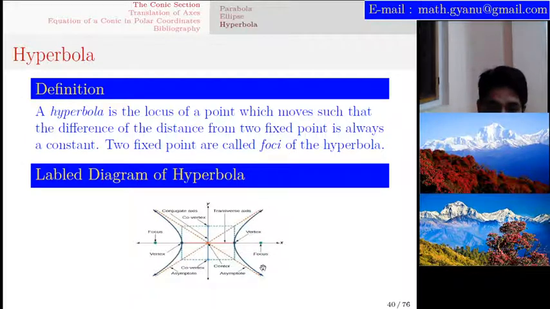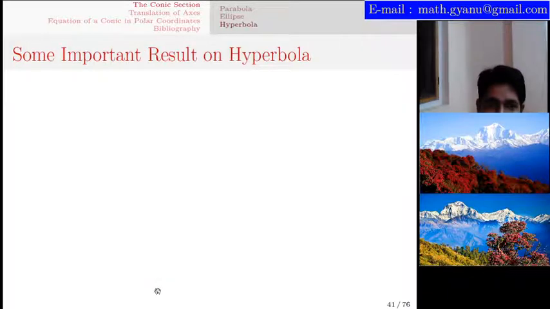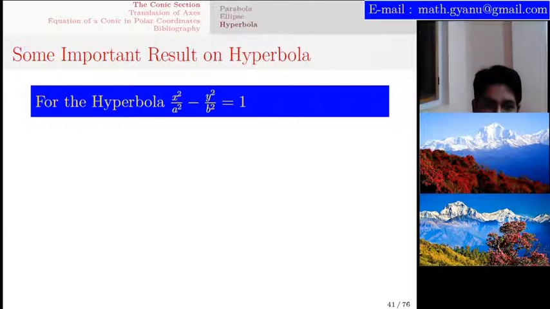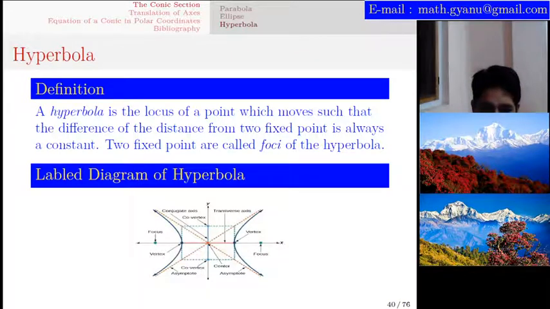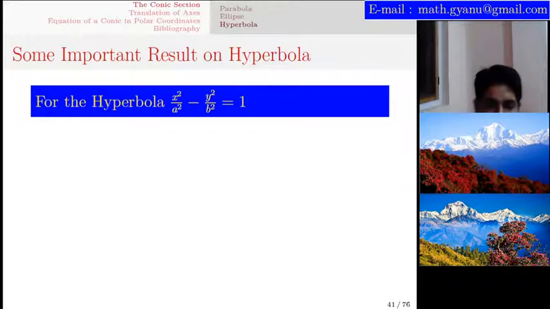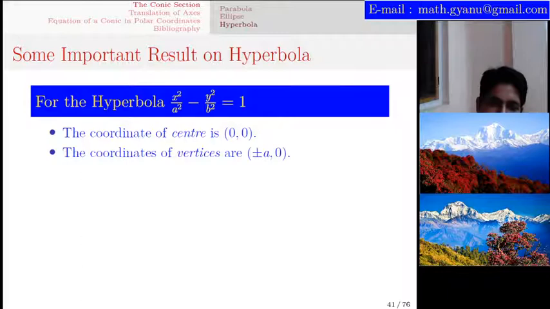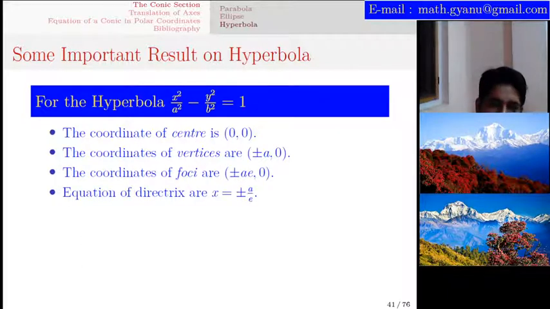Okay, these two curves represent the hyperbola in standard form and equation. Okay, for the hyperbola x square by a square minus y square by b square equal to 1, that is the hyperbola in standard form. In this form, simply you have to remember the coordinate of the center is the origin, the coordinates of vertices are plus minus a comma 0, the coordinates of foci are plus minus ae comma 0, and the equations of directrix are x equal to plus minus a by e. Note that e is the eccentricity.